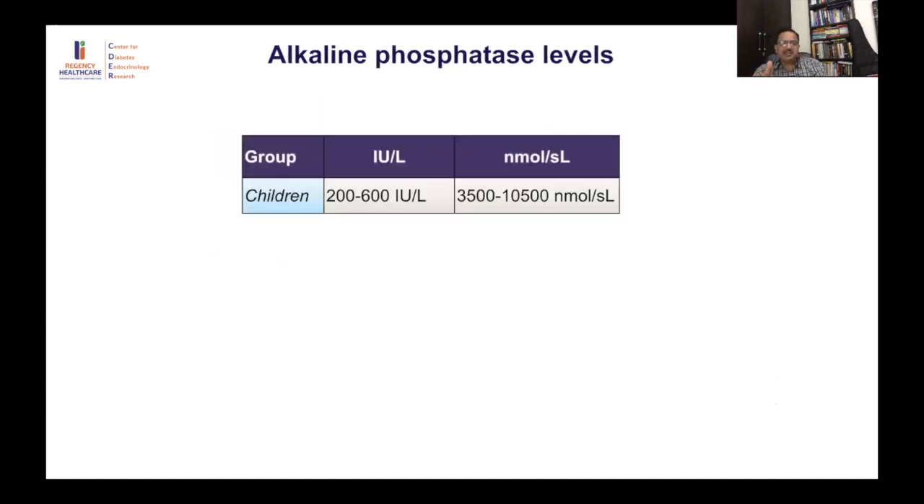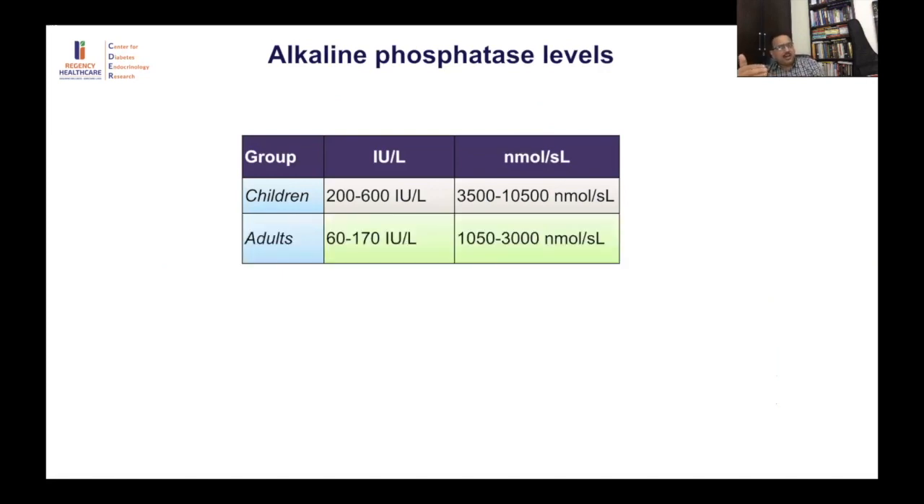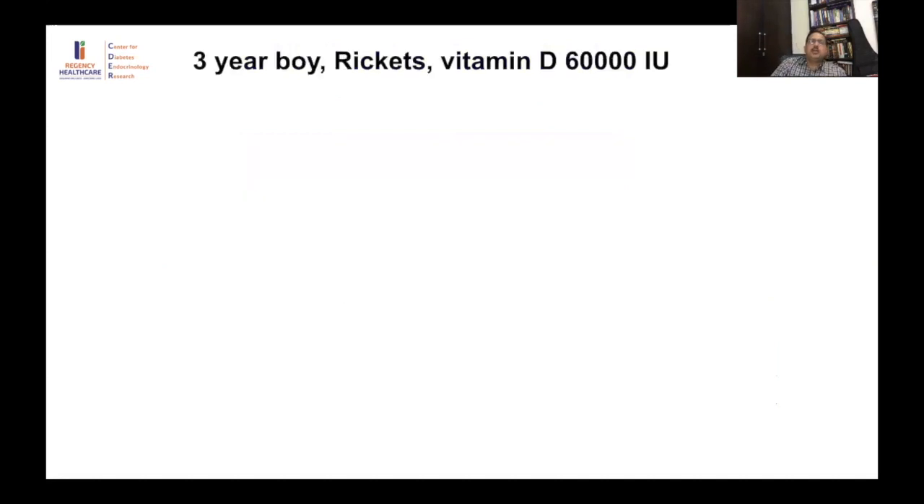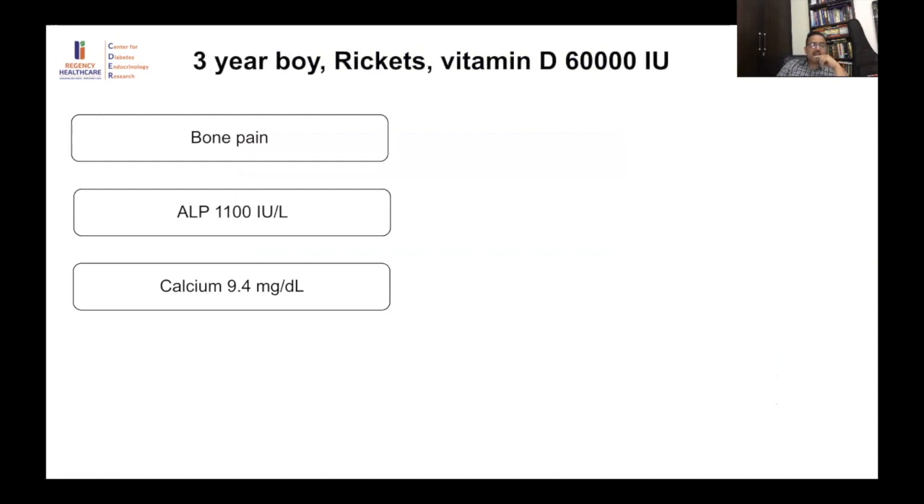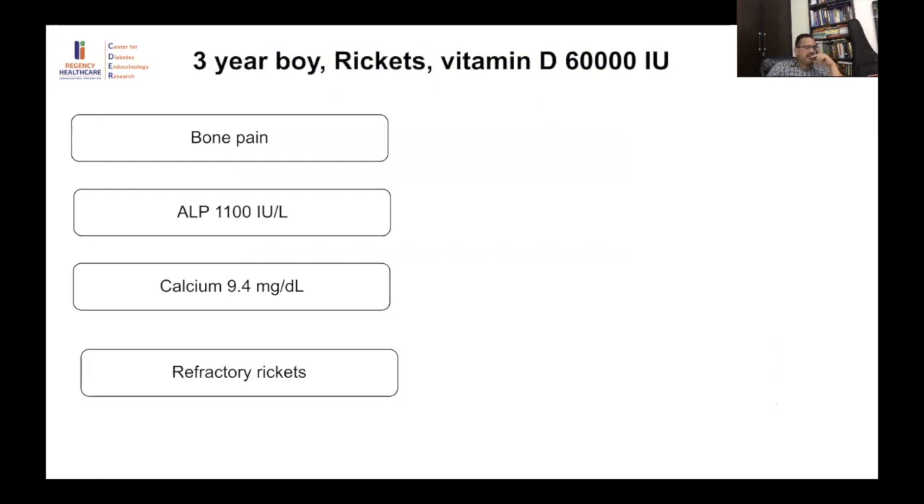So these are the levels. We need to remember that children tend to have a higher level as compared to adults. So always consider this. A lot of referrals come just because the ALP levels are high, but we have to look at the growing status of the child. A 3-year-old boy with rickets, vitamin D was given 60,000 international units, complains of bone pain, alkaline phosphatase is high, calcium level is normal, and then he was labeled as refractory rickets. Do we agree?